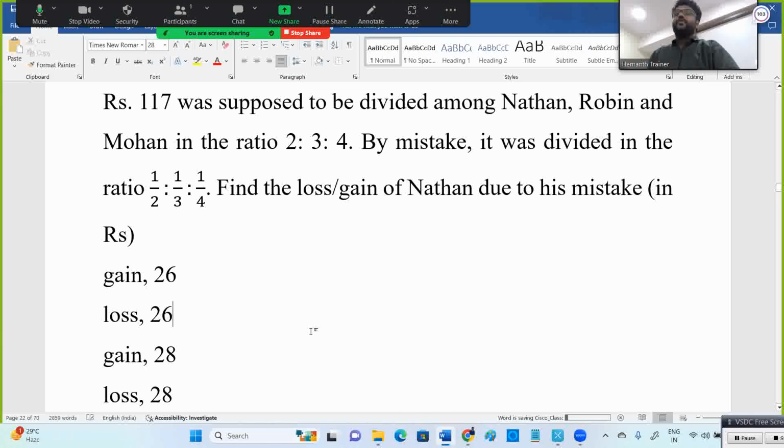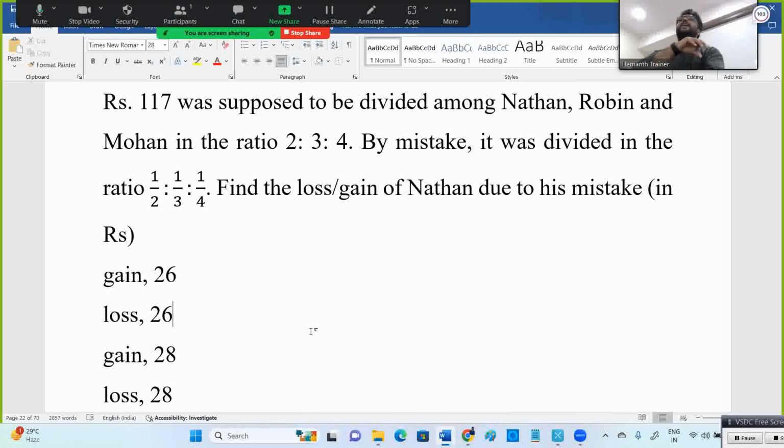117 was supposed to be divided among Nathan, Robin, and Mohan in the ratio 2 is to 3 is to 4. But by mistake, they distributed that amount in the ratio 1 upon 2, 1 upon 3, 1 upon 4. Now find the loss or gain of Nathan due to this mistake.